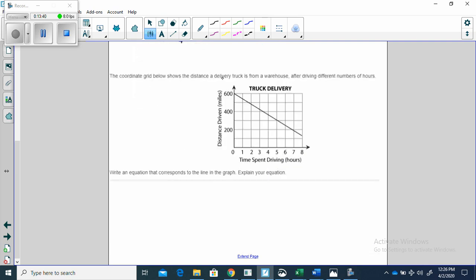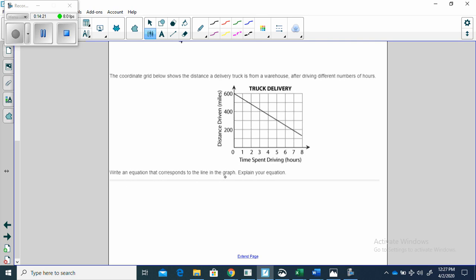The coordinate grid below shows the distance the delivery truck is from a warehouse. Distance driven, time spent driving. This is the distance from the warehouse after driving different numbers of hours. Sometimes I try to look at it and read it and figure out what it's telling me. So this says at 0 hours, it's at 600 miles from the warehouse, right? At 1 hour, we're over 500 miles from the warehouse. At 2 hours, we're less than 500 miles from that warehouse. Okay, so that's kind of what it's telling me.